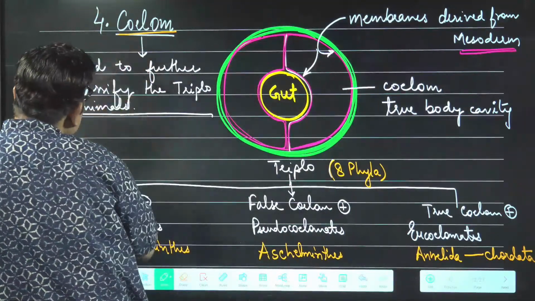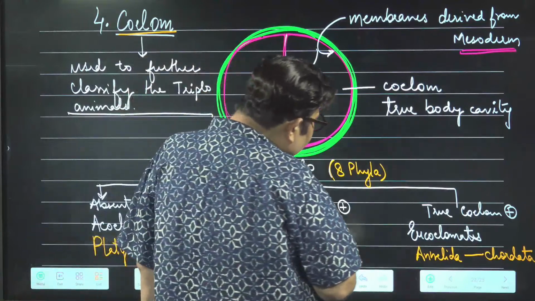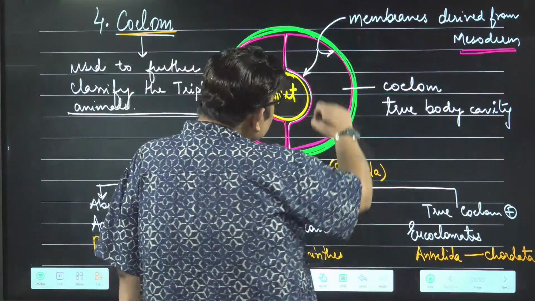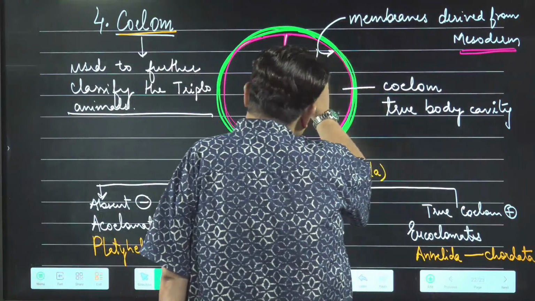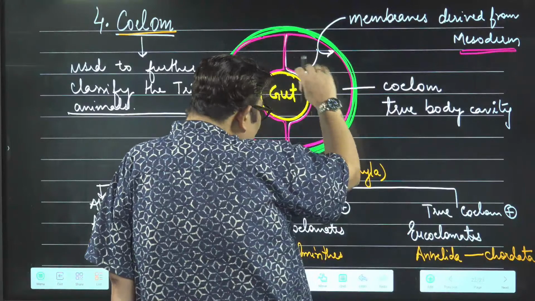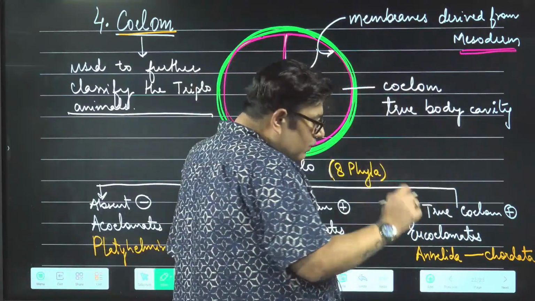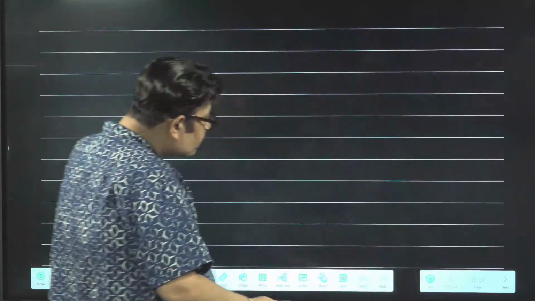Classification number 4: the basis of classification is the presence of coelom in triploblastic phyla, because the coelom should be inside the mesoderm. So if any phylum is diploblastic, it is 100% acoelomate. This I also want to make clear.